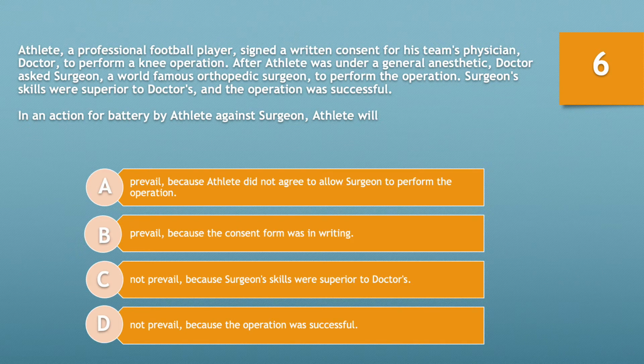Prevail because athlete did not agree to allow surgeon to perform the operation. B. Prevail because the consent form was in writing. C. Not prevail because surgeon's skills were superior to doctor's. Or D. Not prevail because the operation was successful. Choose your best answer now.